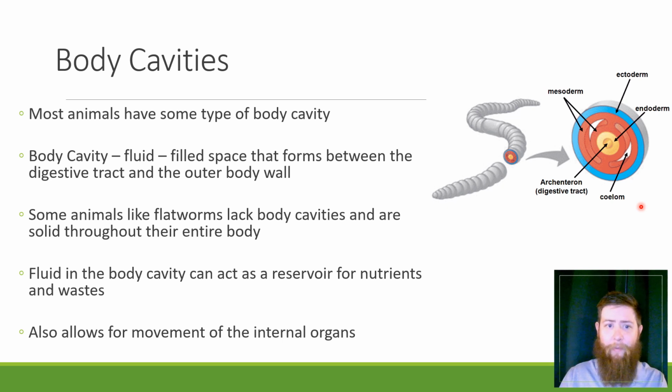Some animals, like flatworms, lack body cavities and are solid throughout their entire body, and others have very large, pronounced body cavities. The purpose for body cavities is they can act as a reservoir for nutrients, for waste. Some animals, that's where their blood is. But it also allows for movement of internal organs, and this worm here can squish and squeeze and all kinds of things. It has this extra space that the muscle tissue around it can fill and squeeze and squish into.